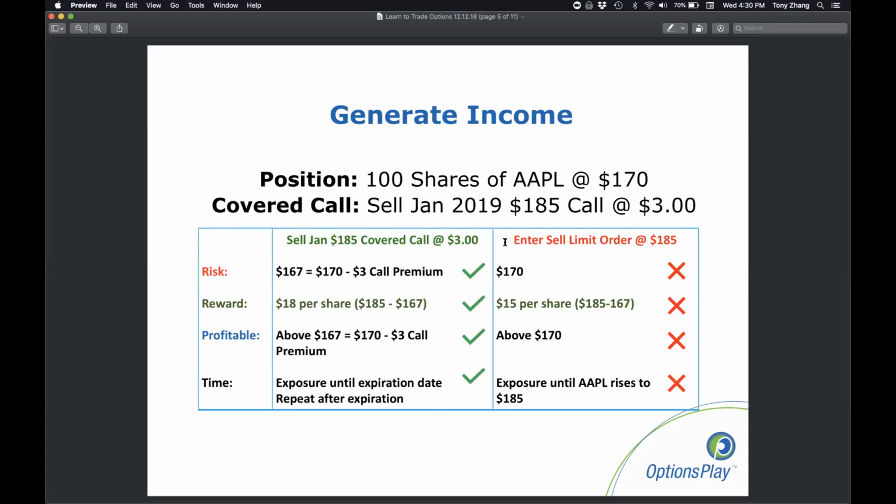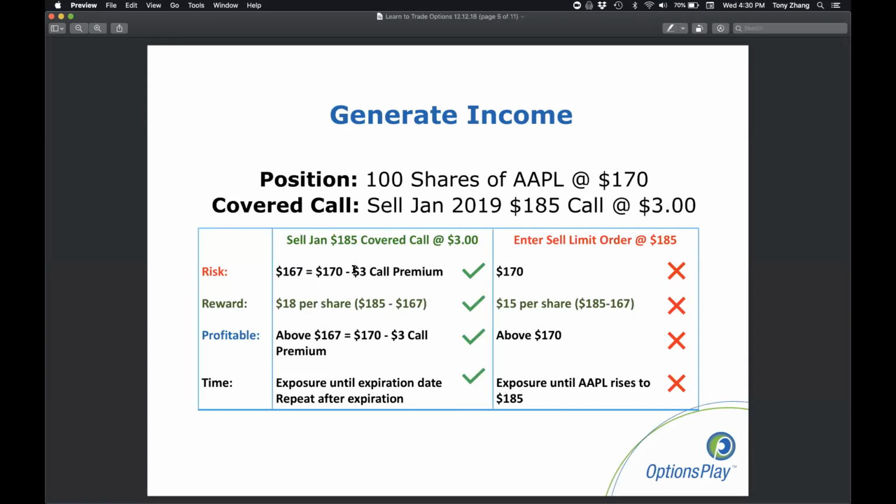Number one, when you sell a covered call, because you receive this $3 credit instantly when you sell the call, your risk on the total trade now, instead of being $170 a share if you just own the stock, is now only $167 a share, meaning you've collected $3 for that call premium, which goes to offset the cost of the stock. So now your absolute risk is actually lower.